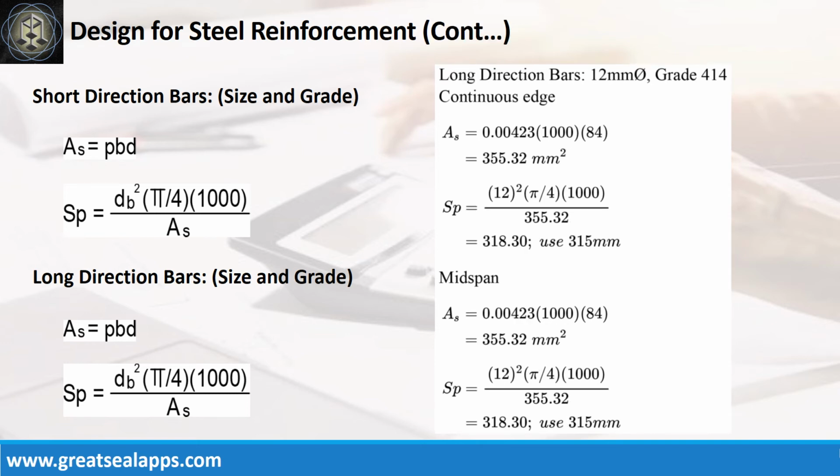At long direction, given continuous edge and mid-span Rho equals 0.00423, B equals 1000 mm, and D equals 84 mm, the area of steel for both sections is 355.32 square millimeters, and the spacing for 12 mm bar is 315 millimeters.